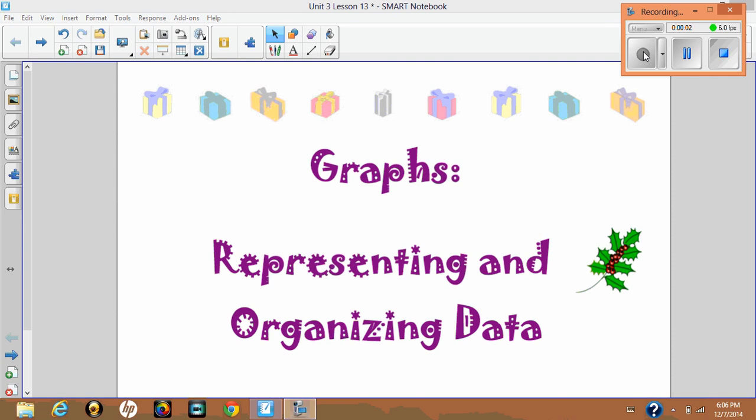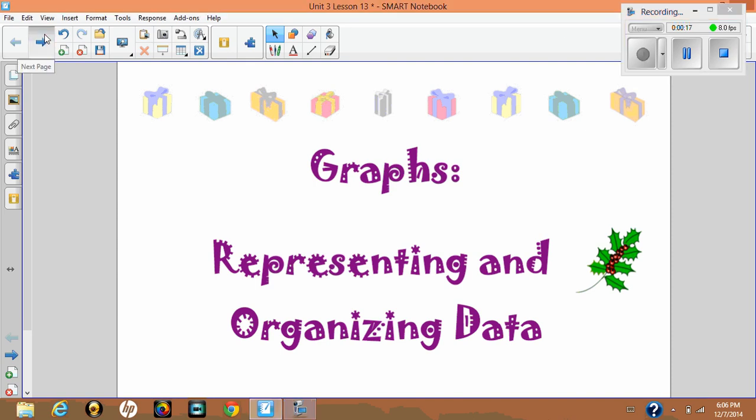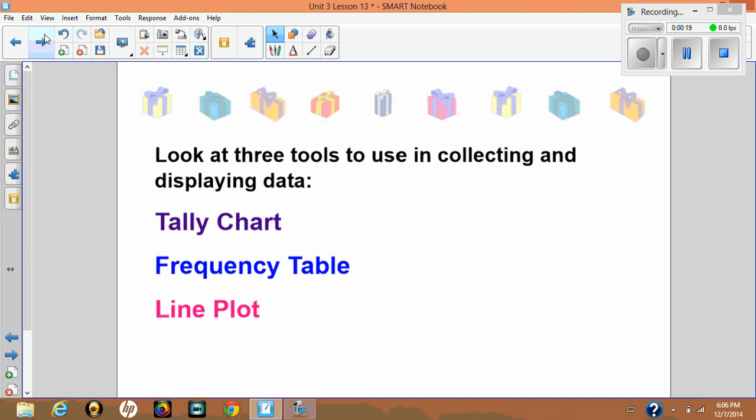Let's go ahead and review what we discussed on Friday. We discussed a certain kind and style of graphs. These are graphs that represent and organize data. Let's look at the three tools that we discussed: tally chart, a frequency table, and line plot.